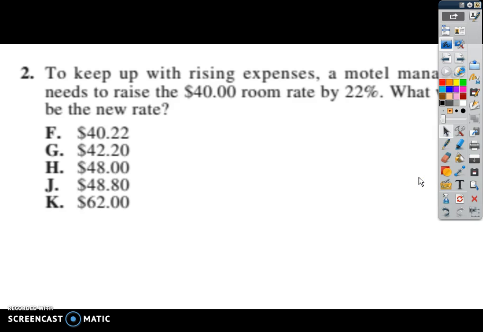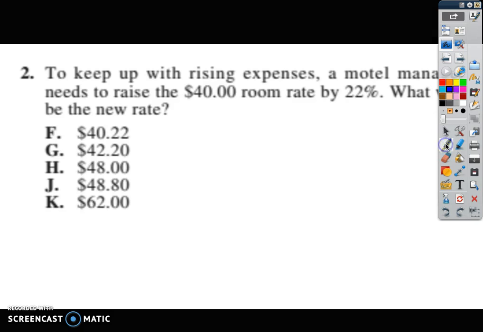Okay, number 2, they need to find 22% of $40 so that we know how much the new rate's going to go up. So to find a percent, first of all, you got to write the percent as a decimal. So that's going to be 0.22. You always move your decimal 2 places to the left. And to get 22% of something, remember the word of means that you multiply. So we're going to do 0.22 times 40. And when you do that, you get 880, or 8.8.